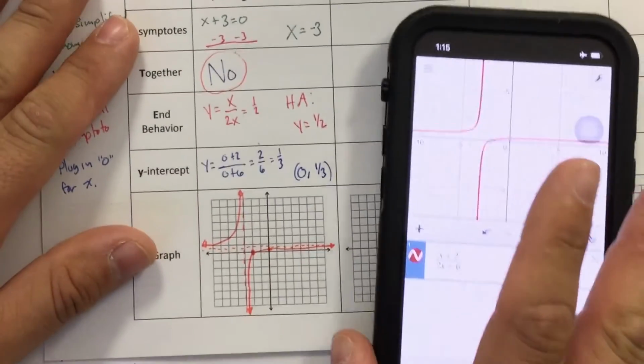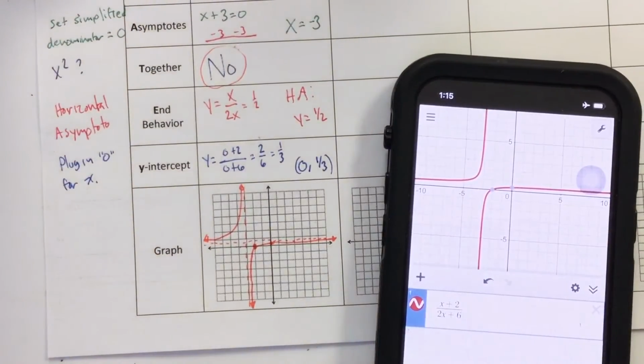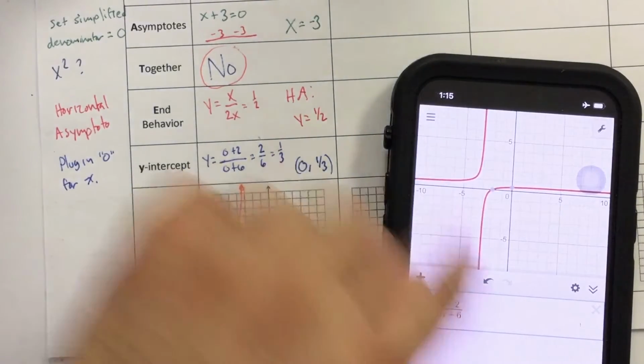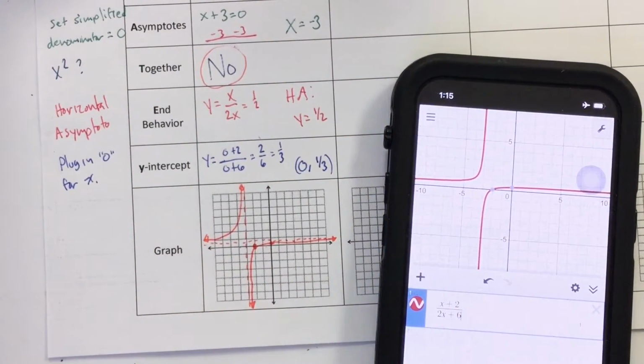And here's the graphs. So is our graph accurate, yes or no? It is, right? I only knew they were not going in the same direction because togetherness was no. If it would have been yes, then they would have both been facing down. Questions? So these are all the steps you're going to take. So let's do another one.